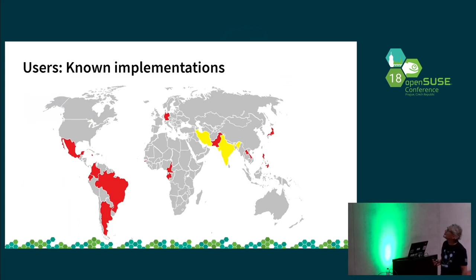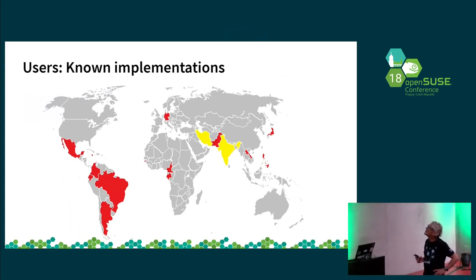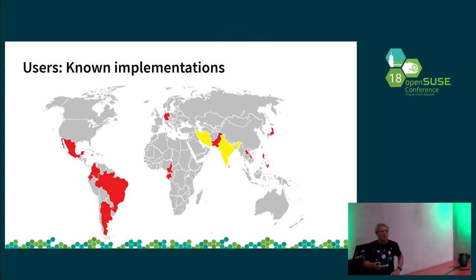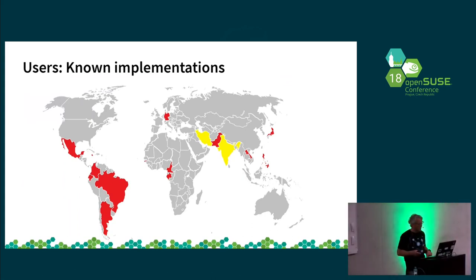Let's move over to here. This red spot is, by the way, Germany. I will tell a little bit more about that later. Pakistan, Laos, the Philippines, Japan, and I have here two in yellow, where we know that there is a project upcoming, respectively, where a project is already ongoing, but it's not live yet. I'm aware that this picture is pretty much incomplete, but it's really based only on these implementations where we know that they're working on it.